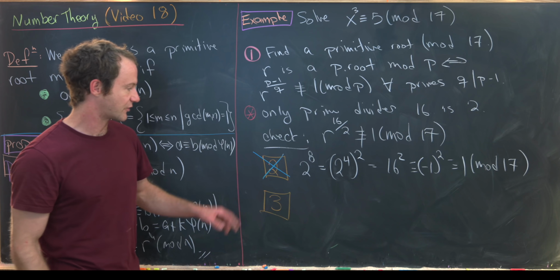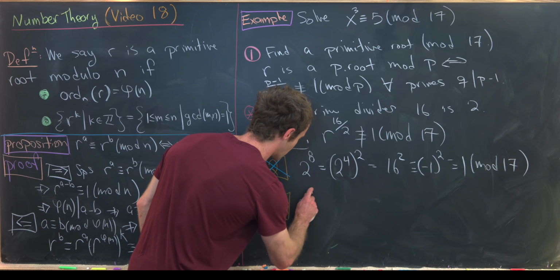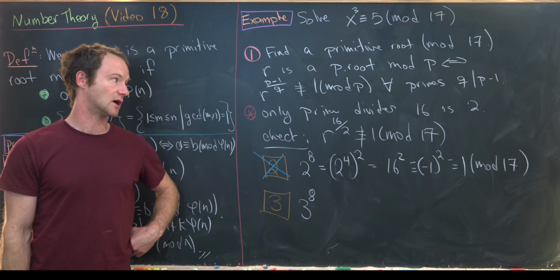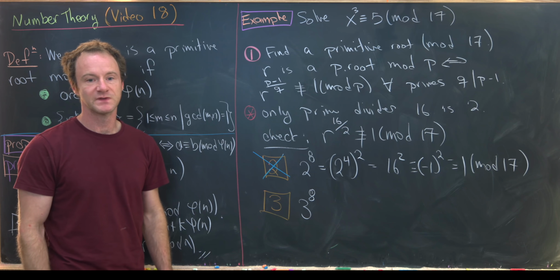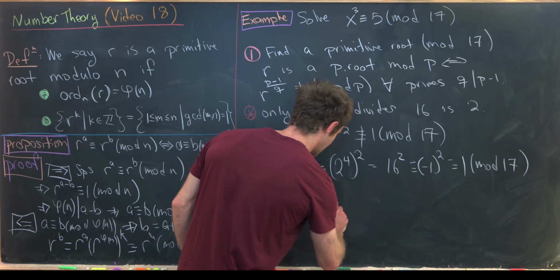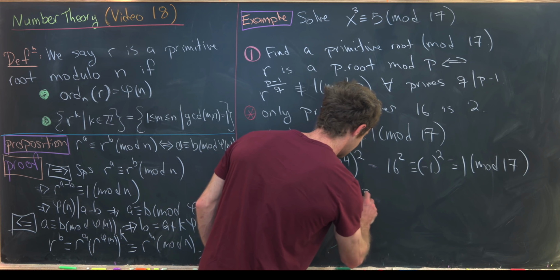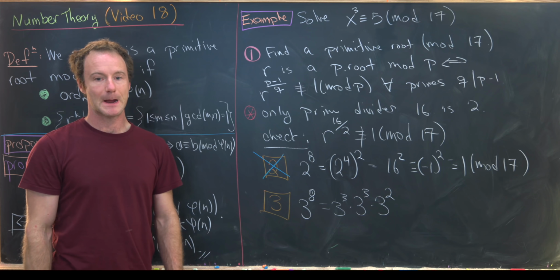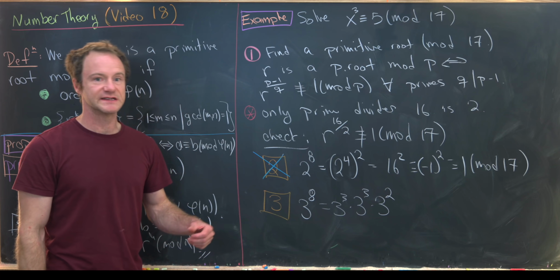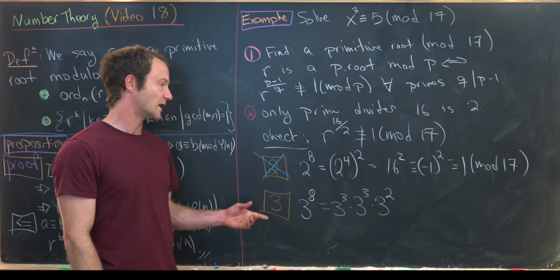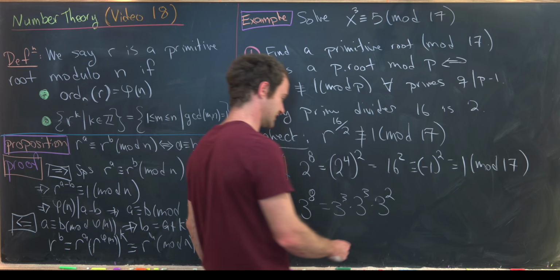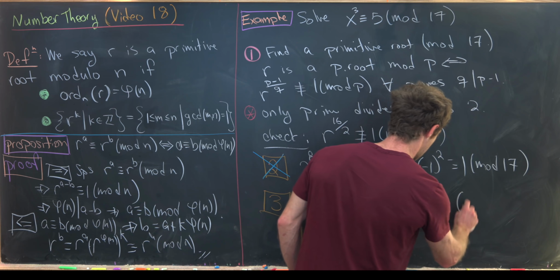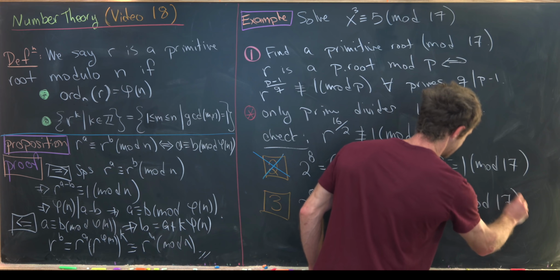Okay, so let's check if 3 is a primitive root. Just as before, we need to calculate 3 to the 8. We hope that that is not congruent to 1 mod 17. So let's notice that that is the same thing as 3 to the 3 times 3 to the 3 times 3 to the 2. Okay, but notice that 3 to the 3 is 27, but 27 is the same thing as 10 mod 17. So this is the same thing as 10 squared times 9 mod 17.